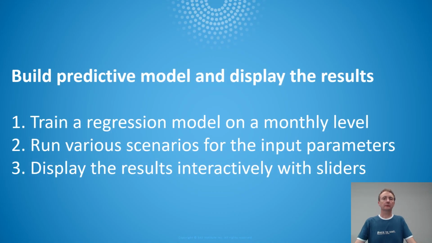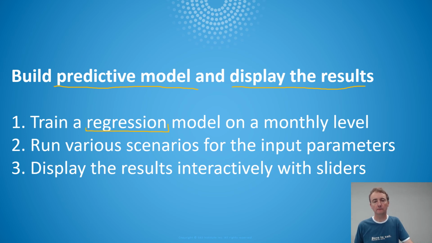In the next step, I added a little bit more statistics and analytics. I built a simple predictive model and displayed the results interactively in SAS Visual Analytics. The basic idea I followed here is that I trained a simple regression model on a monthly level using two parameters: the rain that came down on the lake during that month and the number of days above 25 degrees Celsius, where a lot of water evaporates.